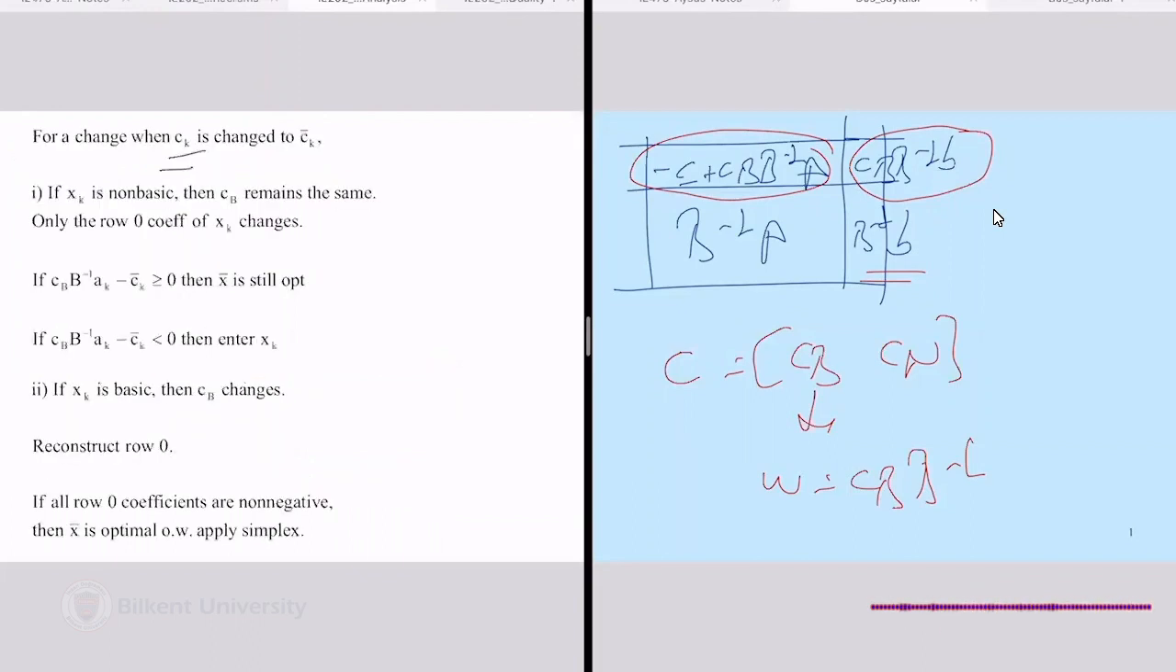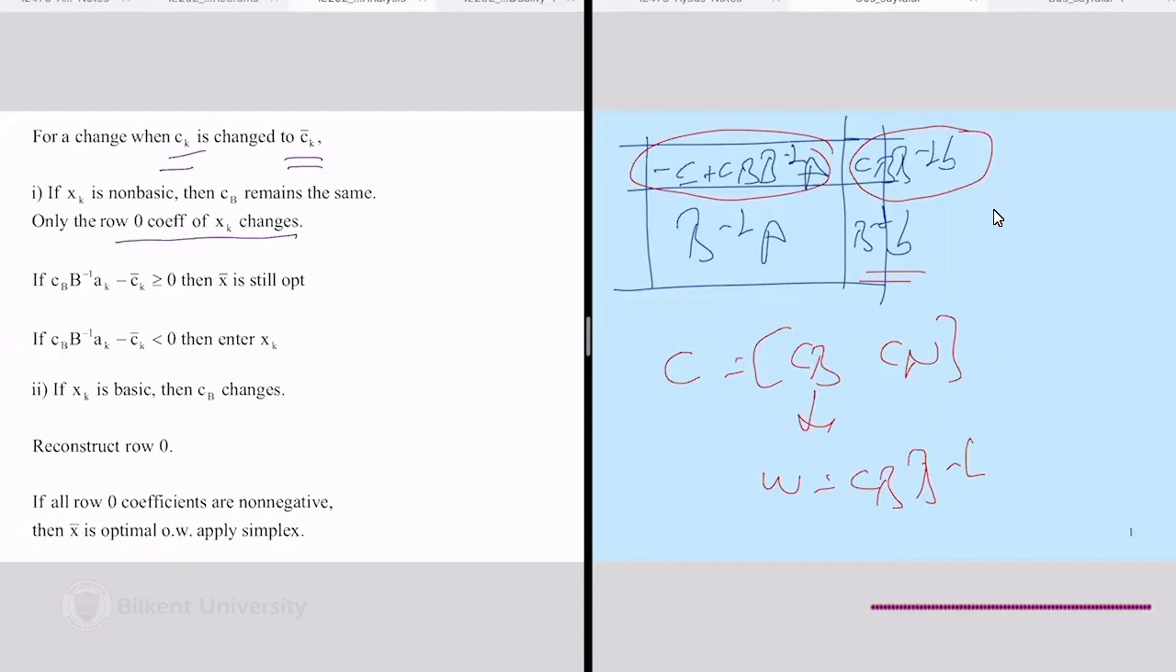Now, CK is changed from CK to CK tilde. Now, the analysis will differ if XK is a basic variable or not. If it is non-basic, then there is only one entry in this whole table that you need to check. Only one entry is changed. The entry underneath XK variable, because CB is not affected. If CB is changed, you have to reconstruct all row 0. But if it is a non-basic variable, you only check the value underneath XK. That's what it says. Only row 0 coefficient of XK changes.